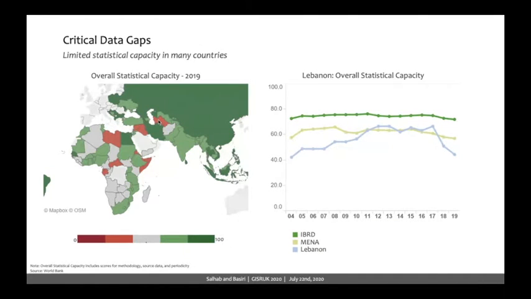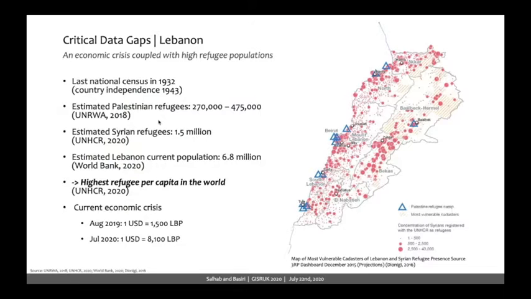So it's a pretty critical problem across the developing world, and I'd say many parts of the developed world. So I just want to deep dive a little bit into Lebanon to explain the context a bit more. Lebanon was created in 1943, but the last census was actually in 1932, so before the country even existed. So that means there hasn't ever been a proper full population study of any sort.